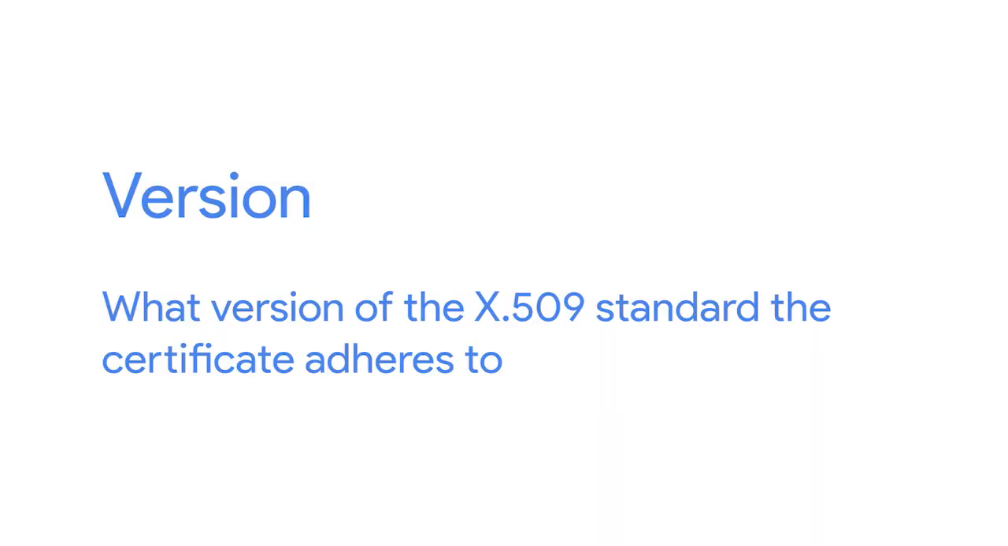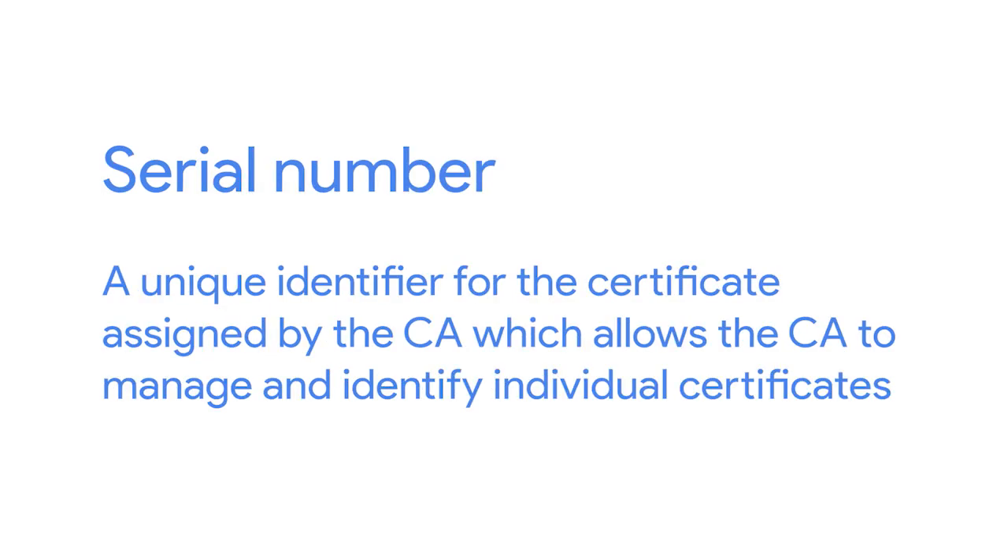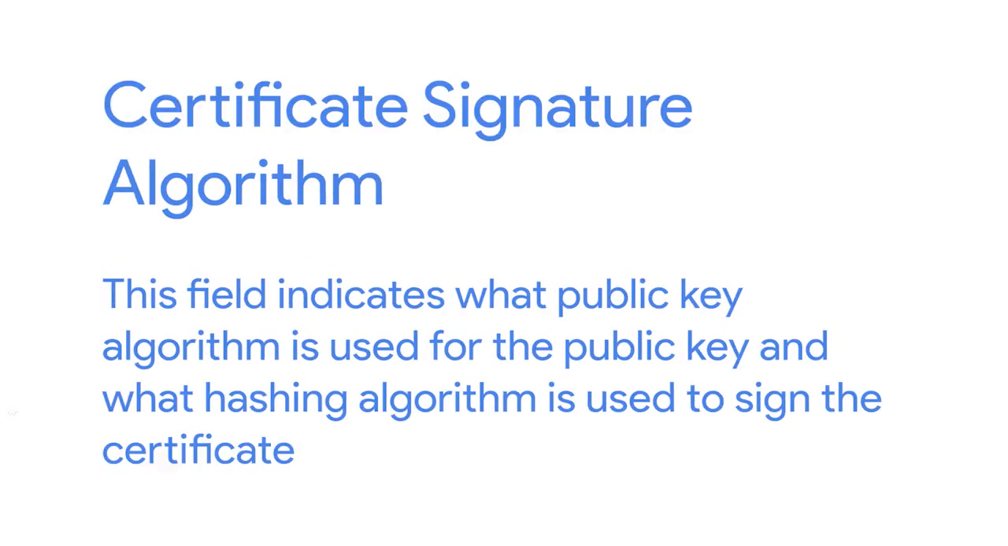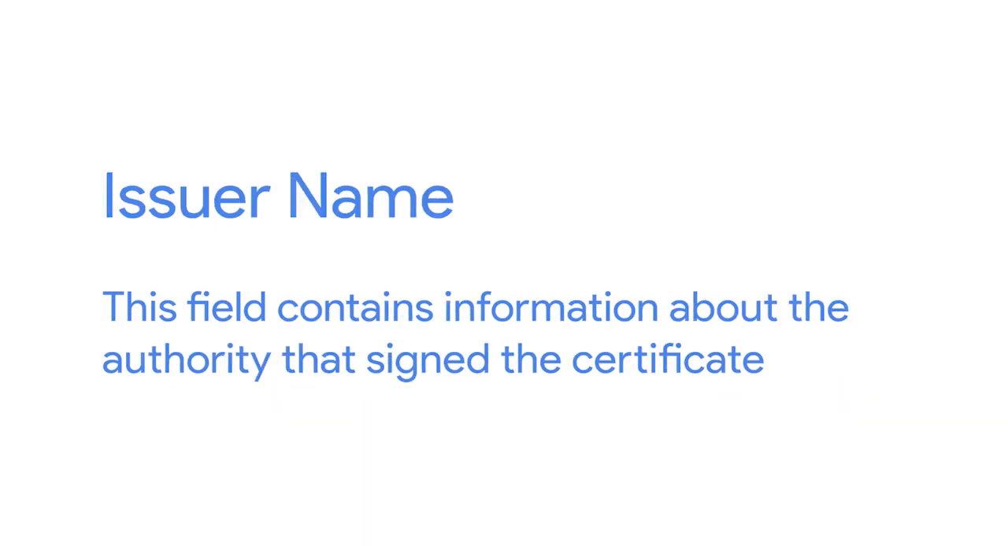The fields defined in an X509 certificate are: the version, what version of the X509 standard the certificate adheres to; serial number, a unique identifier for the certificate assigned by the CA, which allows the CA to manage and identify individual certificates; certificate signature algorithm. This field indicates what public key algorithm is used for the public key and what hashing algorithm is used to sign the certificate. Issuer name. This field contains information about the authority that signed the certificate.